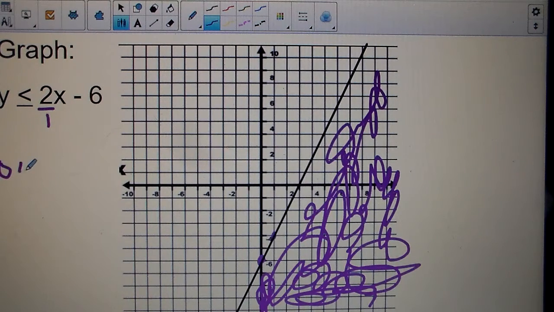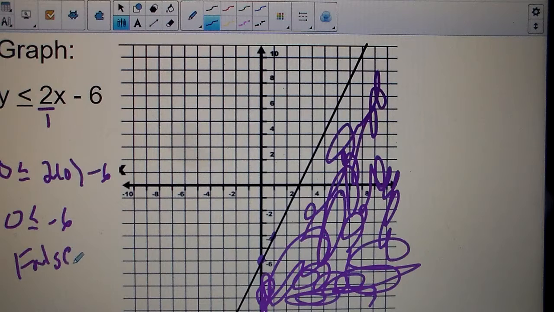Is 0 less than or equal to 2 times 0 minus 6? In other words, is 0 less than or equal to -6? That's a false statement. So I know that 0, 0 point, this point right here that I make in blue, I know that point is not true. So I have to shade on the other side. So there's two ways you could do it.